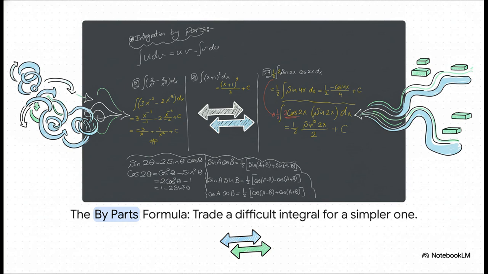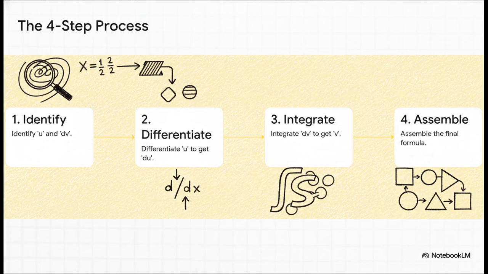It means we're making a trade. We take one really hard integral, our original problem, and we swap it for a different one that is hopefully much, much easier to solve. The entire strategy is about making a smart trade. Now that formula might look a little intimidating, but it's really just a simple four-step process.